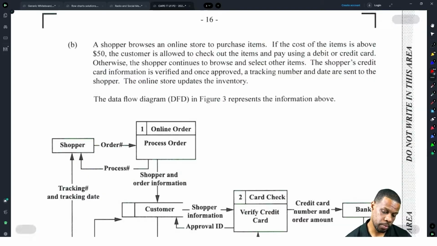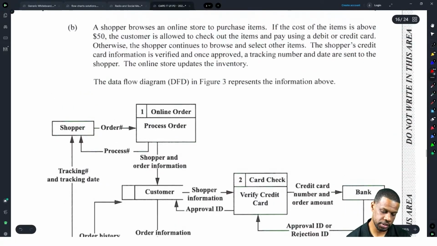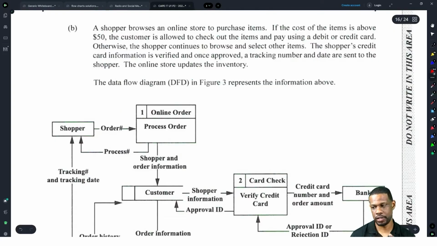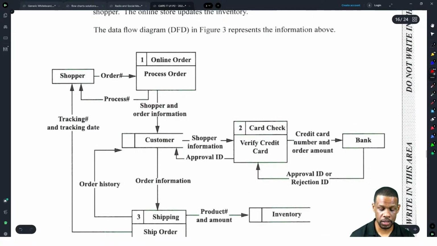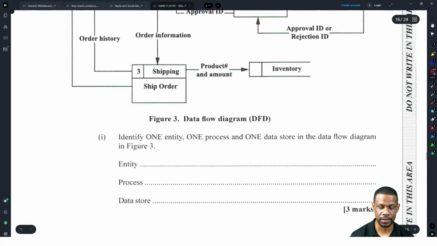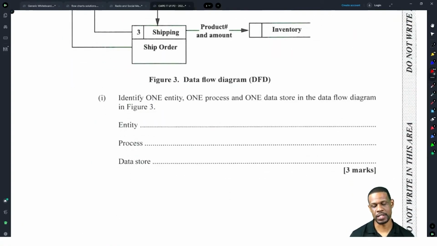All right, a shopper buys an online store purchase, yeah, this is the data flow diagram. Now, this is a very intimidating question, because you have to read this whole data flow diagram. But at the end of the day, they show you the whole data flow diagram, and then they ask you to name an entity, a process, and a data store. I mean, if that is not cake, I don't know what cake is.